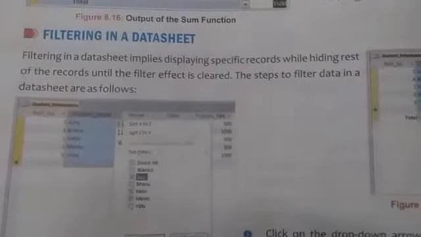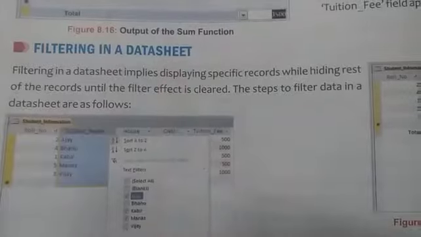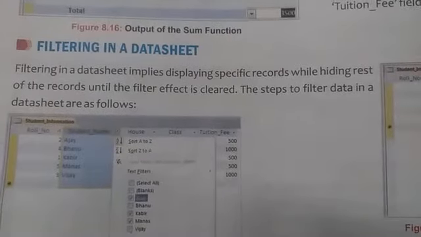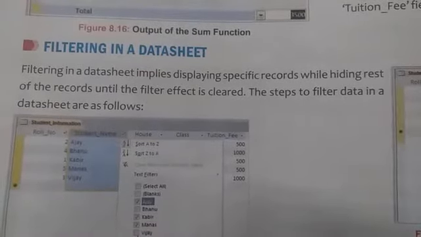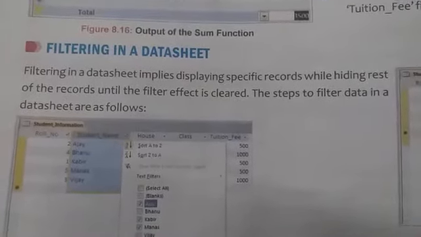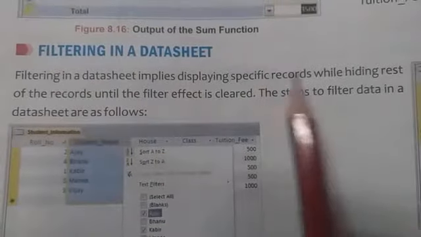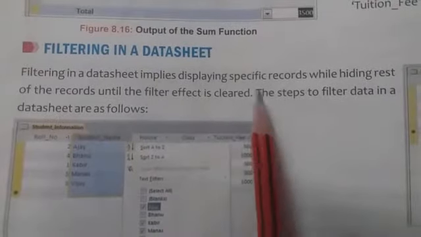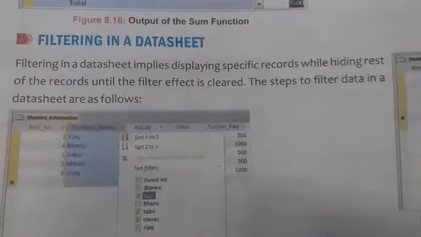Students, today we will continue the topic of lesson number 8, that is filtering in a data sheet. So what is filtering? Filtering means whenever we want to display only some specific records from all the records, that is called filtering. So filtering in a datasheet implies displaying specific records while hiding the rest of the records until the filter effect is cleared. So the steps to filter data in a datasheet are as follows.